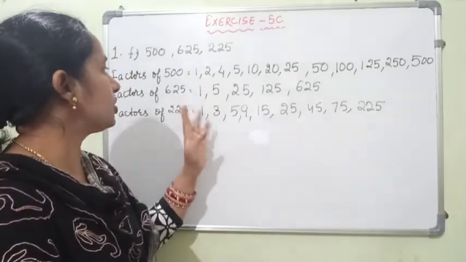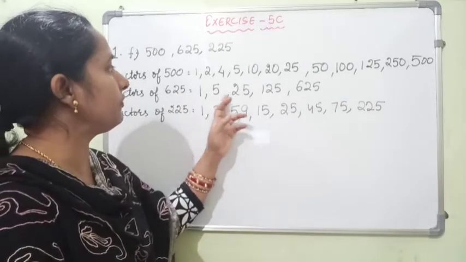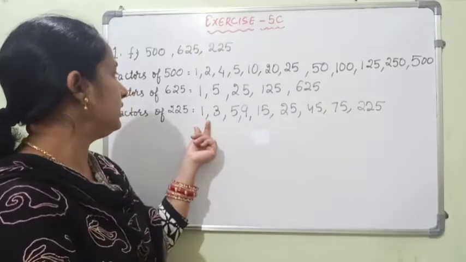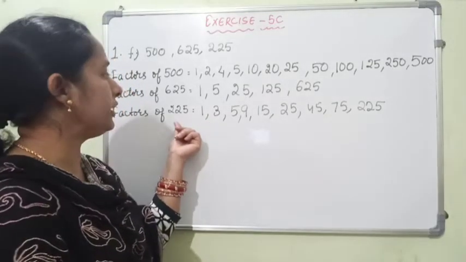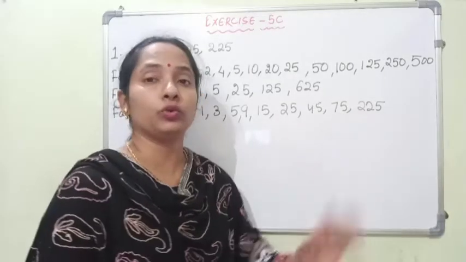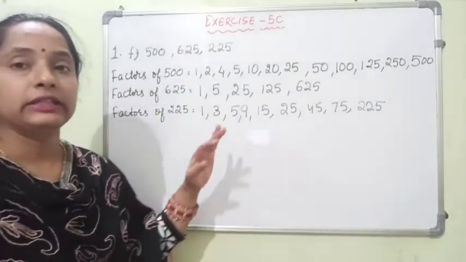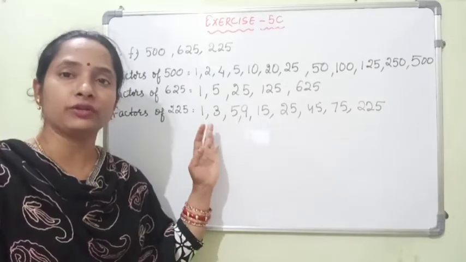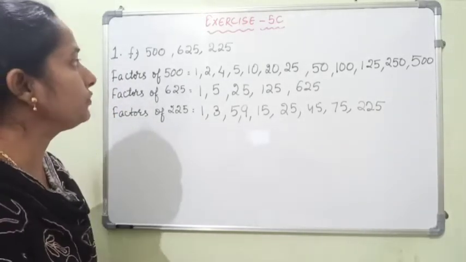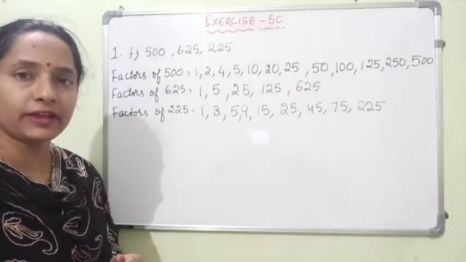Then the factors of 625 are 1, 5, 25, 125 and 625. Then the factors of 225 are 1, 3, 5, 9, 15, 25, 45, 75 and 225. So these are the lists of the factors of every individual number given to you. Next, what we have to do is find the HCF by the common factor method.